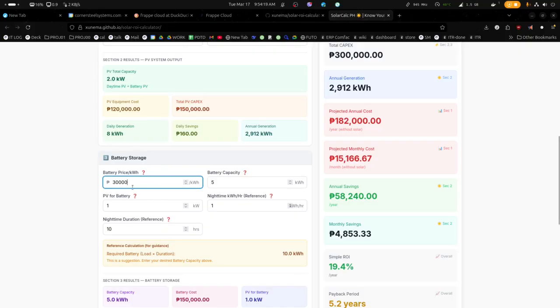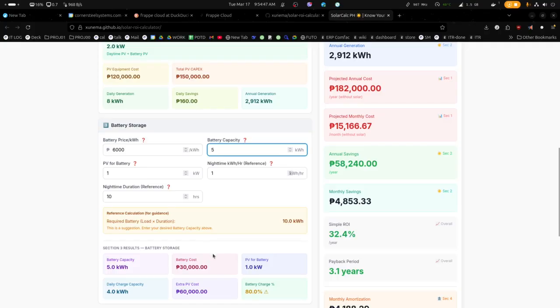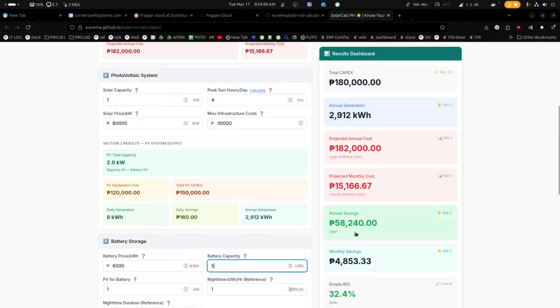But even with the 30,000 battery per kilowatt hour, this is kind of expensive. You can get a Jackery for 6,000 per kilowatt hour with 5 kilowatt hours, so you should have a better return on investment because of this. You can see the total capex, which takes the solar that you're spending, the total PV capex, plus the total battery capex.